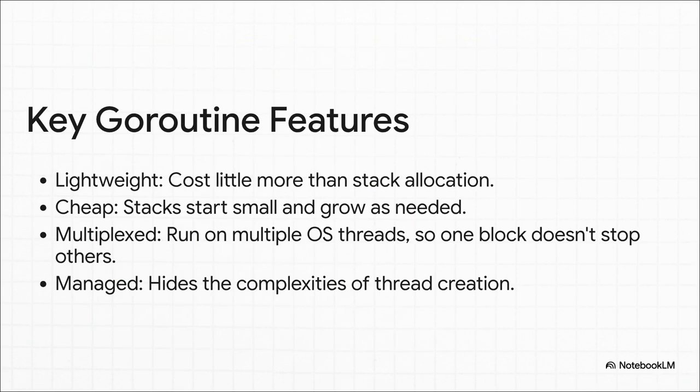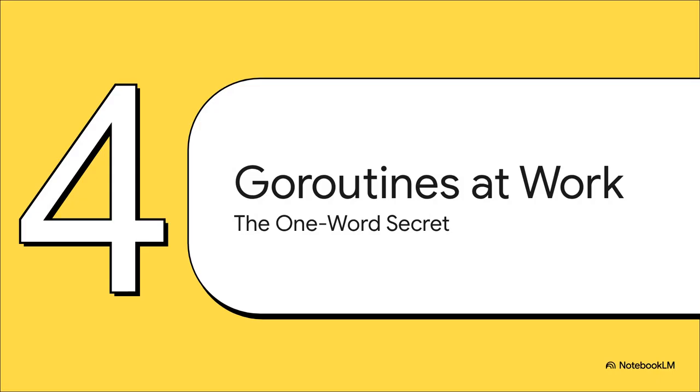Okay, but what's the big deal? Why are they so special? Well, unlike old-school operating system threads, Go routines are ridiculously lightweight. They're so cheap to create you can spin up thousands, even millions of them, without breaking a sweat. They're also multiplexed, which is a fancy way of saying if one Go routine gets stuck waiting on something, like a network call, the others can just keep on working. And maybe the best part? The Go runtime handles all the complicated scheduling stuff for you. It just works.